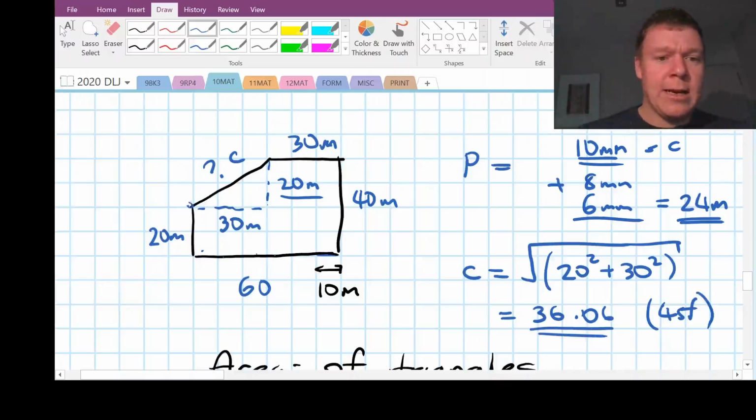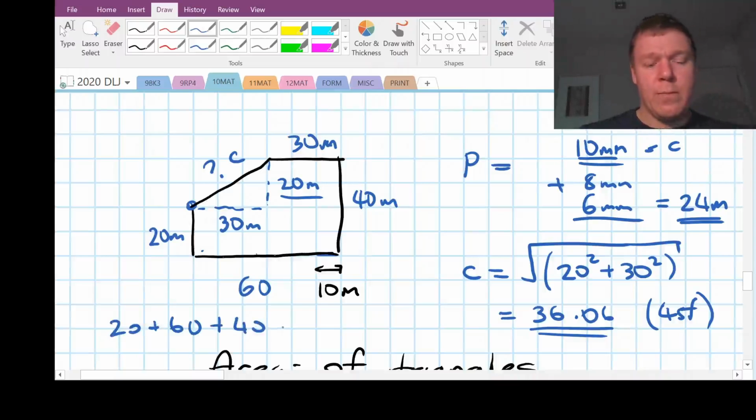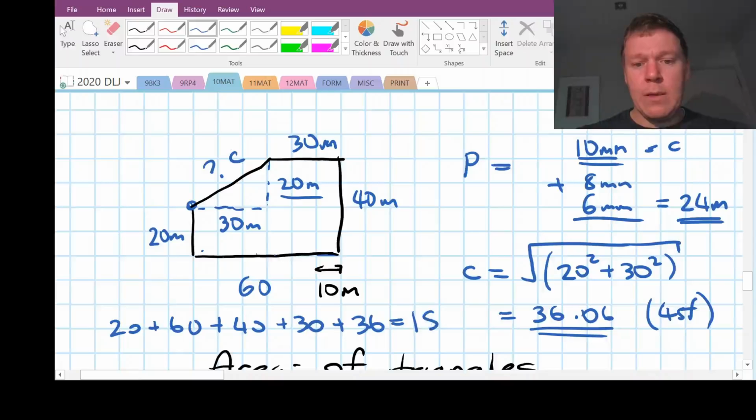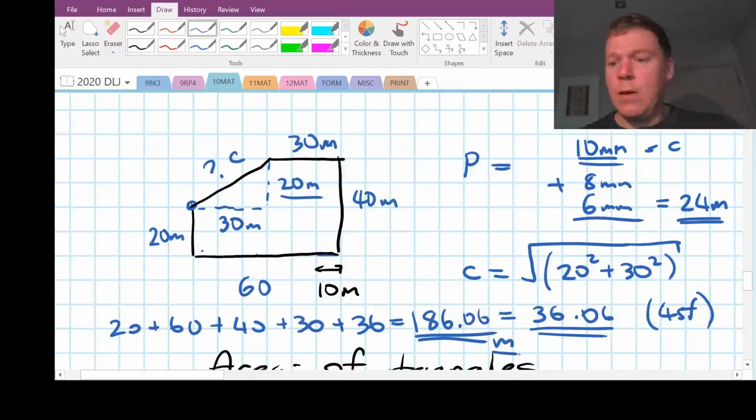So we'll start here and finish with C. So 20 plus 60 is 80, plus 40 is 120, plus 30 is 150, plus 36 is 186.06. And our units are meters.